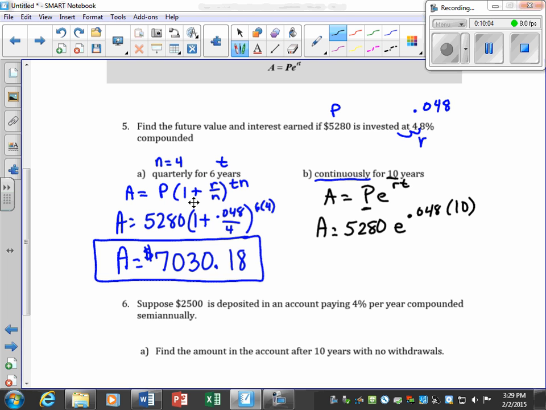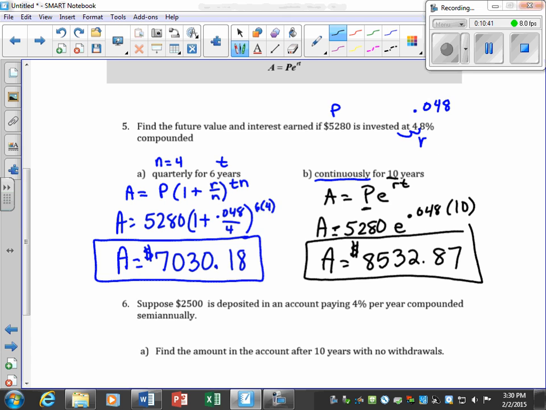So if this thing compounds continuously over and over and over again for 10 years, we'll see that you're going to multiply this out first, and e raised to this value times 5,280. So that's going to be $8,532.87. Okay, you can see the difference. This was quarterly for 6 years, and then continuously for 10 years. You can compare the two.